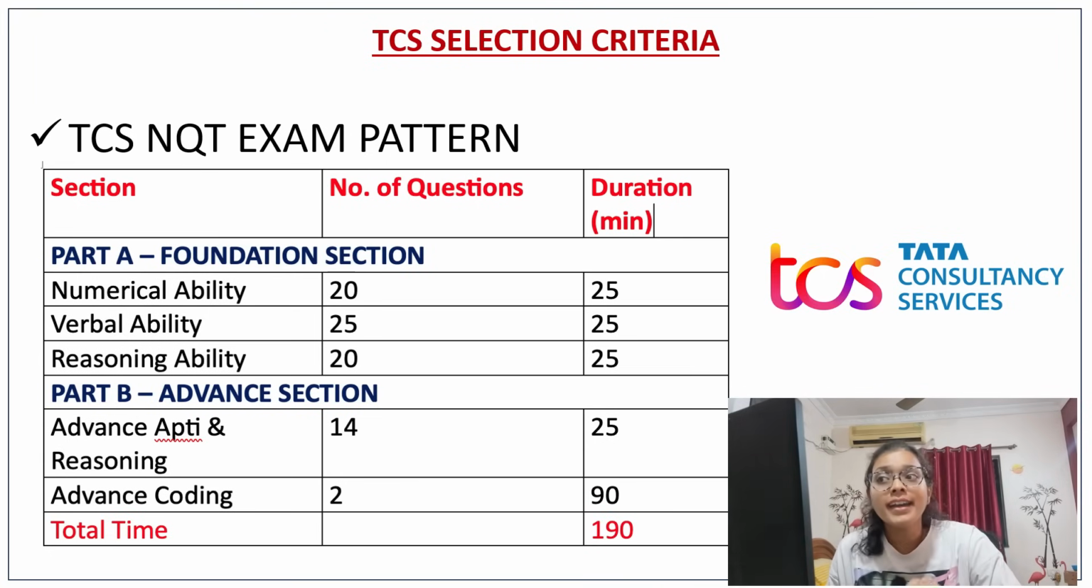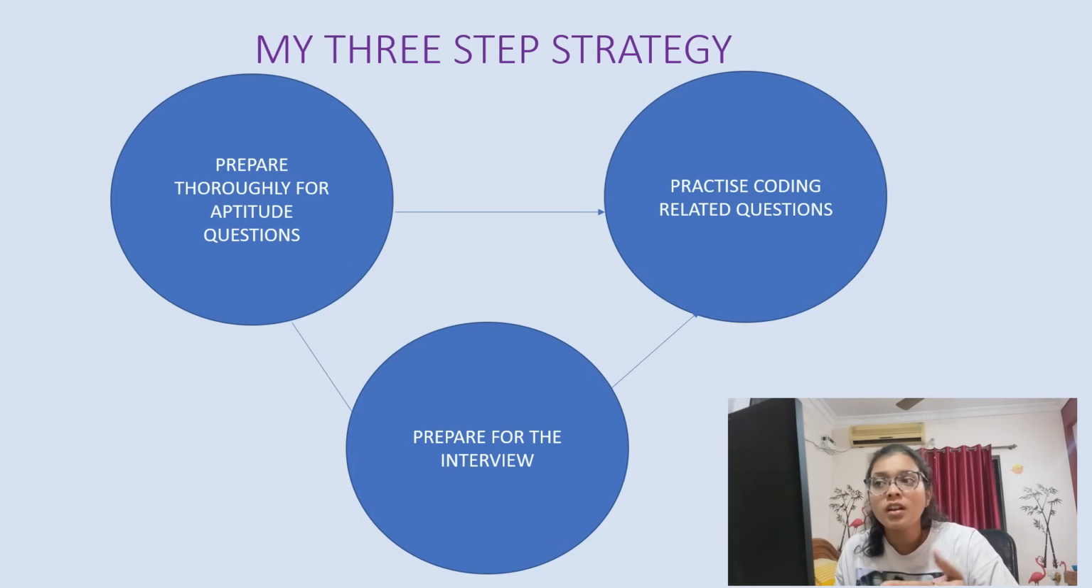Let's discuss my 3-step strategy and then I'll discuss the comprehensive strategy further. First of all, you need to start now by preparing thoroughly for aptitude questions. Aptitude questions include aptitude, verbal ability and reasoning. Only if you crack these 3 sections will you go ahead to the interview. So right now, please focus on these sections of the exam, the aptitude, reasoning, verbal and also the coding section. These are very important to crack your exam, right?